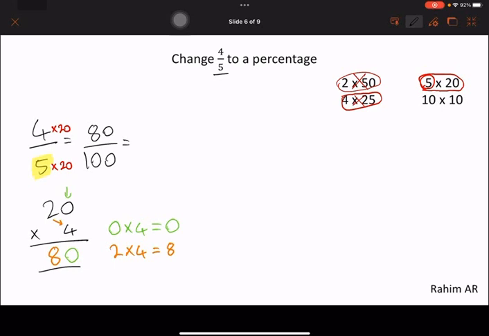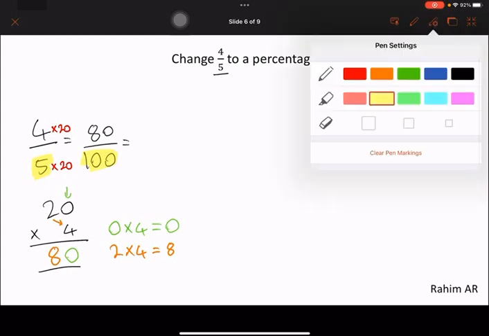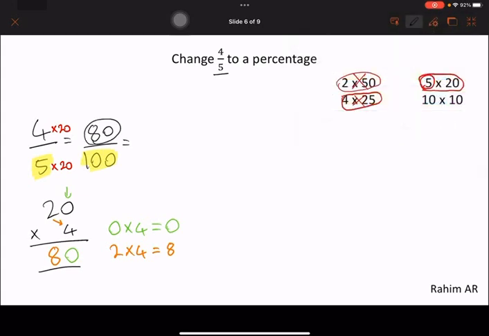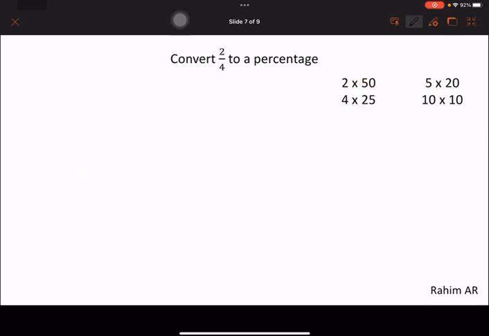So look here, since we do have 100 as our denominator, therefore we can directly write down the numerator as our answer, 80%. Okay. Next, convert 2 over 4 to a percentage.